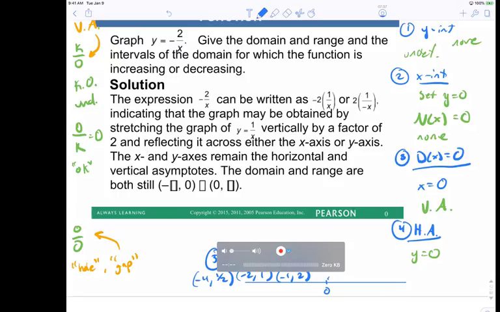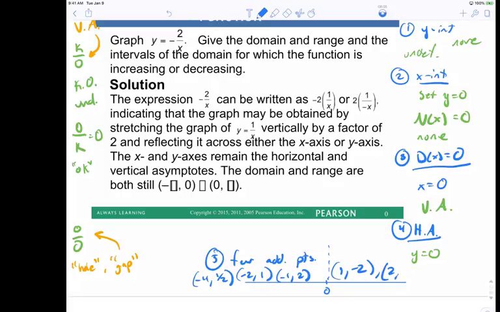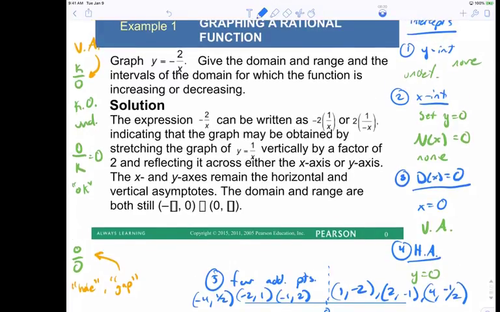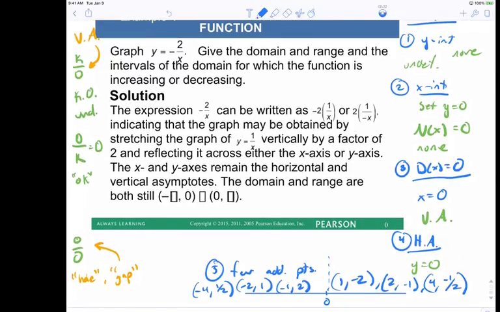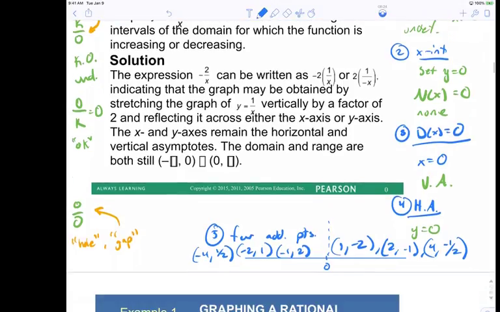There it is. Okay. So when x is 1, y is -2. When x is 2, y is what? -1. And then when x is 4, y is -1/2. Okay? So then we would just put all this together on a chart. There's no y-intercept, no x-intercept. We have a vertical asymptote of x equals 0. Horizontal is y equals 0.